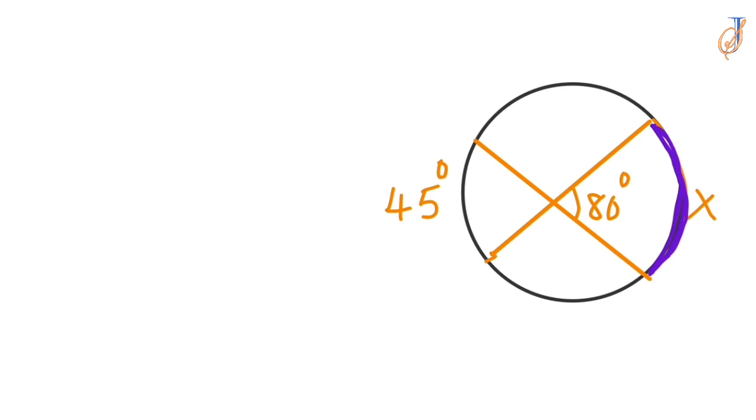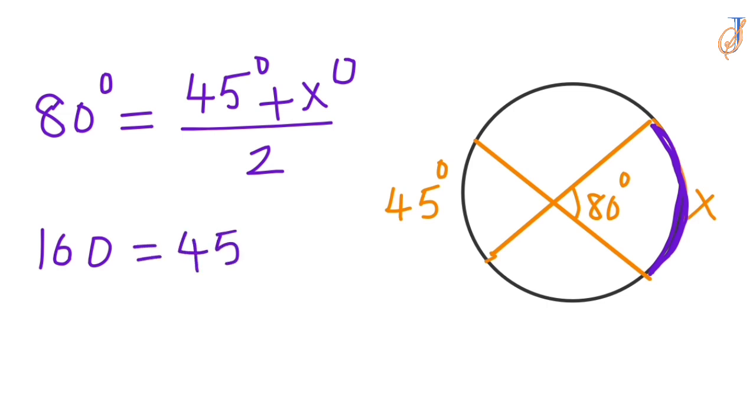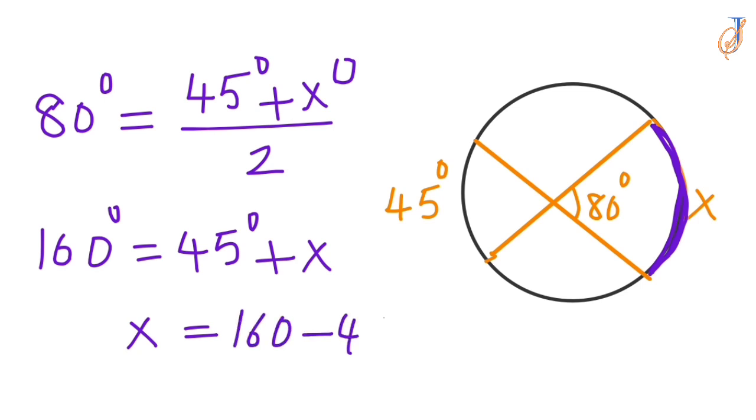Just now we recalled the intercepted arc theorem, isn't it? The theorem states that the angle, which is 80 degrees, is equal to the sum of the two arcs divided by 2. So just use the theorem here. We get 80 times 2, which gives 160. So that is equal to 45 degrees plus X. So X equals 160 minus 45, which gives 115 degrees. That is your arc.